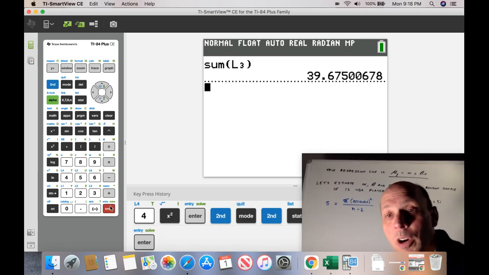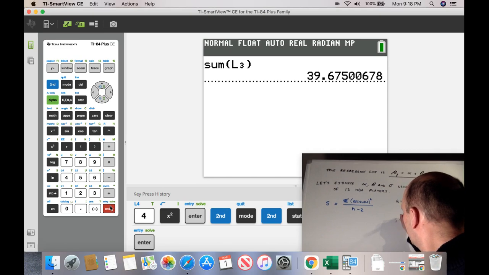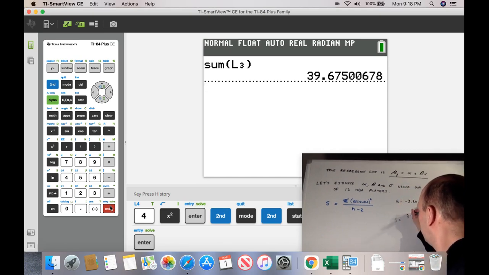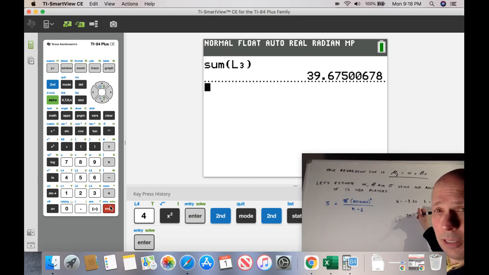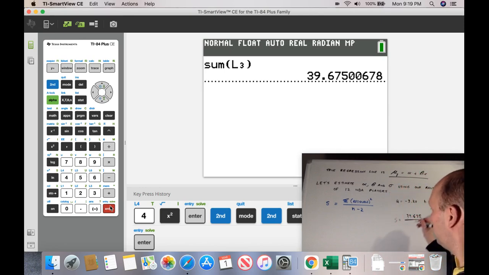So the sum of our squared residuals is this number. Our S is going to be 39.675 divided by n minus 2. We sampled 12 players, so n minus 2 is 12 minus 2, that's 10. So we're going to divide by 10.